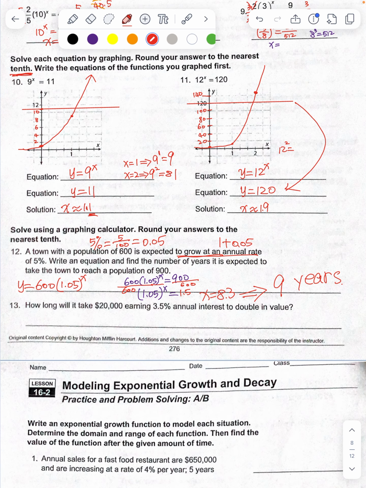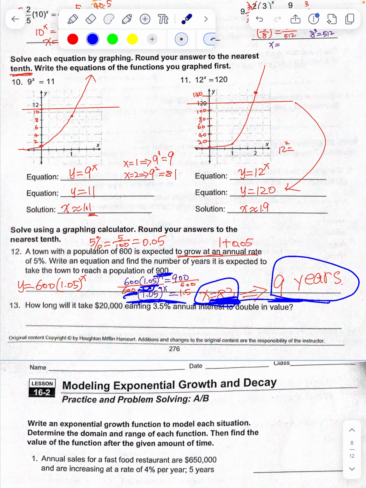This kind of word question, if you don't know how to use log to solve yet, then you just multiply 600 by 1.05. You keep multiplying 8 times. It's getting closer to 900, but you have to multiply one more. So at year 9, the population is going to be a little bit more than 900. Okay.